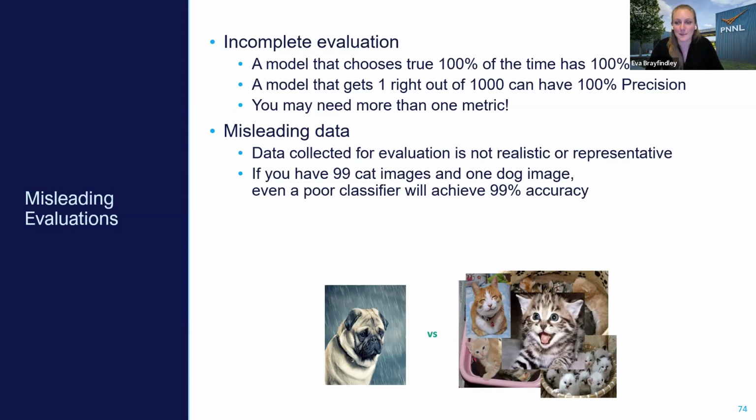The other part of this is that you could have misleading data. You could have data that was collected for evaluation, but it's not realistic or not representative of what you're actually trying to do. If you have, for example, 99 cat images and one dog image, and your model selects cat every single time, it's going to get 99% accuracy, but that actually isn't reflective of its performance, right? Because it's just saying cat every time. You could hand it a picture of a horse, it would still call it cat. So misleading data and misleading accuracy are very important to think about and be aware of.